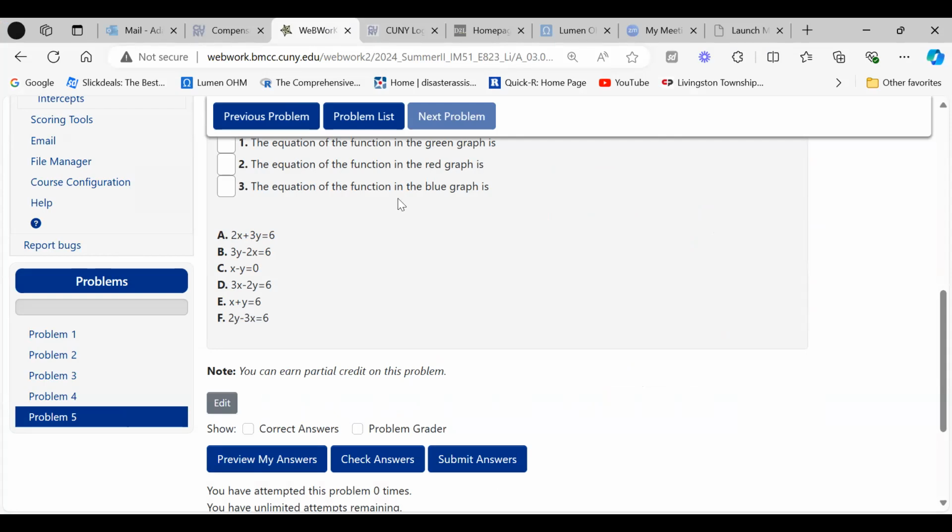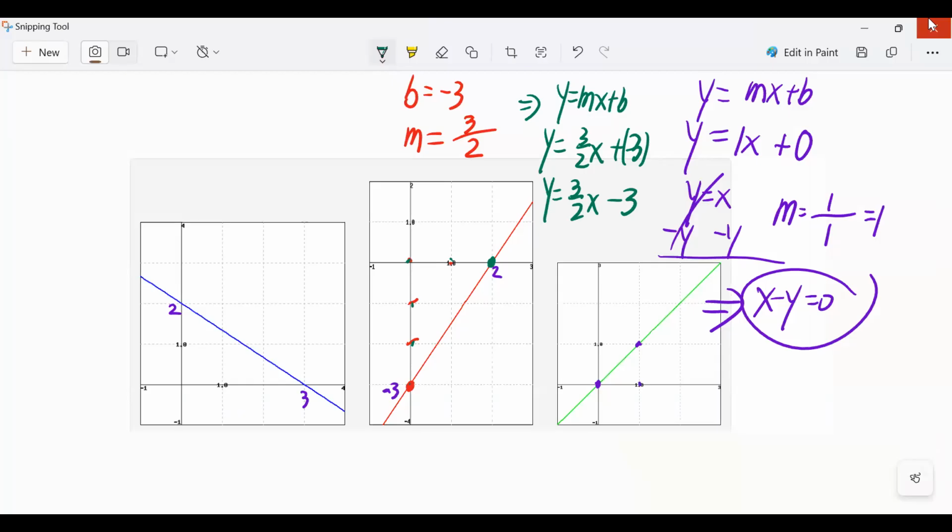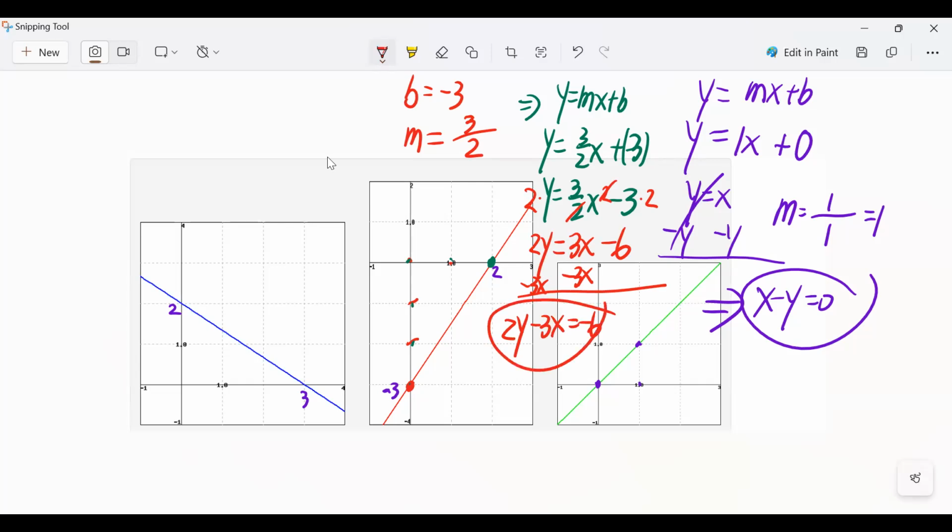So let's start with the conversion. You're gonna multiply every single term by 2. Multiply 2 here, 2 here, and 2 here. Right, so you get 2y, cancel the 2, 3x minus 6. From there, subtract 3x from both sides of the equation. So we get 2y minus 3x equal to -6. This is the red line, right?